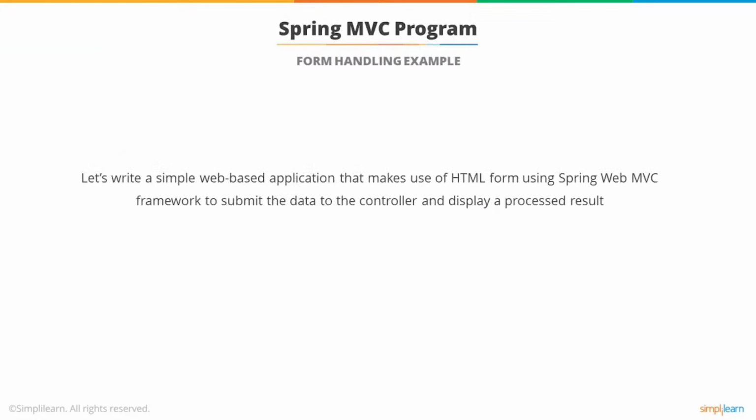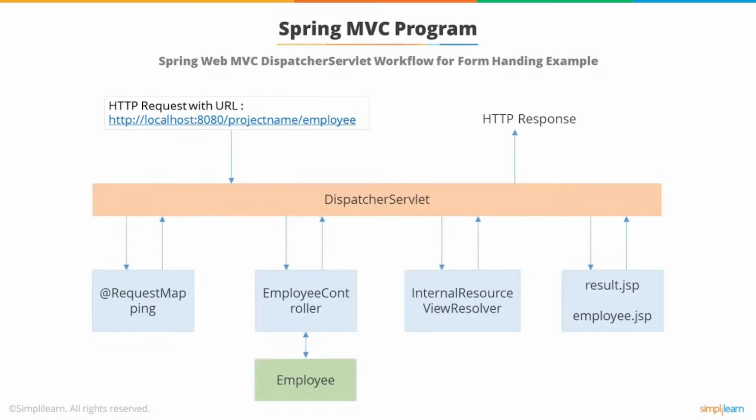We'll write a simple web-based application that makes use of an HTML form using the Spring MVC framework to submit the data to the controller and display a processed result. So the moment we say project name /employee, it will go to the dispatcher servlet, which will talk to the employee controller, retrieve the employee object, move to the internal resource view resolver, which picks up the result.jsp and employee.jsp views and sends it out as an HTTP response.